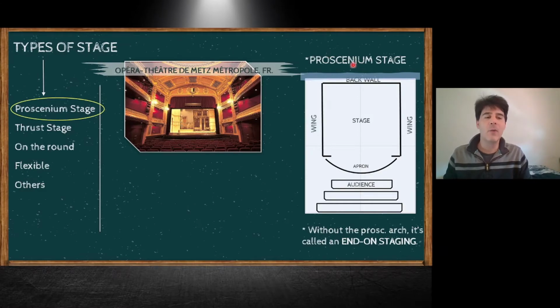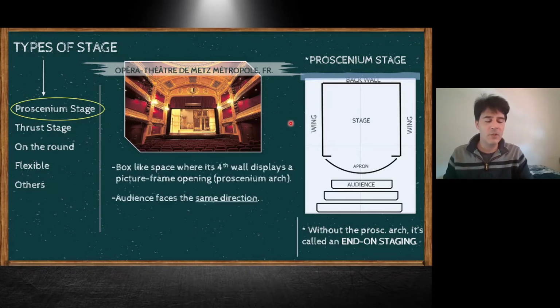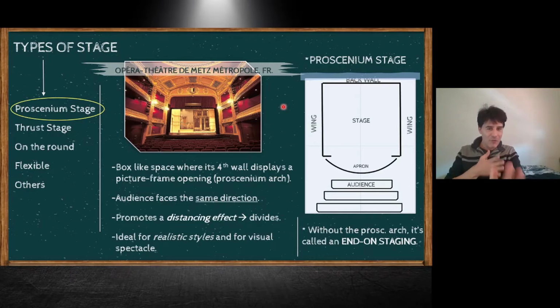First of all, we have what is called the proscenium stage. So the proscenium stage is characterized by having a proscenium arch that divides the audience from the world of the play. Another key feature of this type of stage is that the audience are all facing in the same direction. So they are watching the play from only one side of the theater. So this creates what is called a distancing effect.